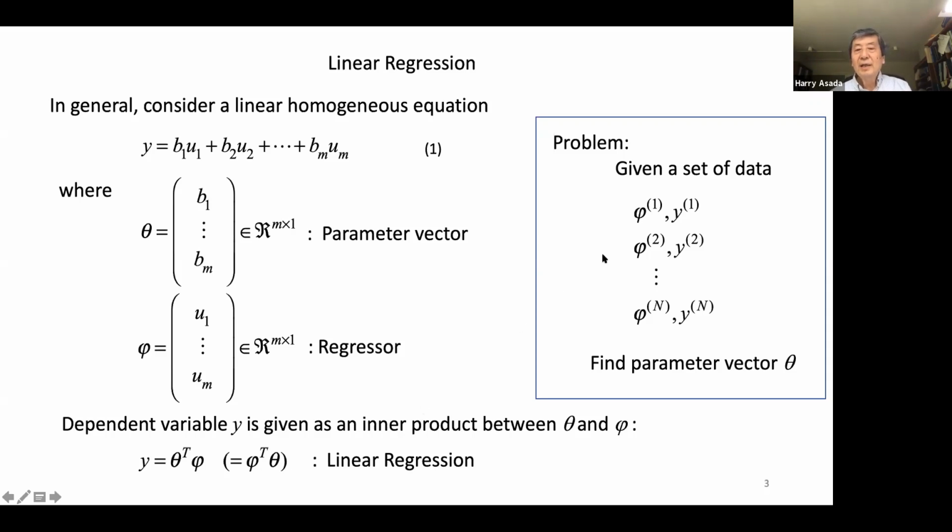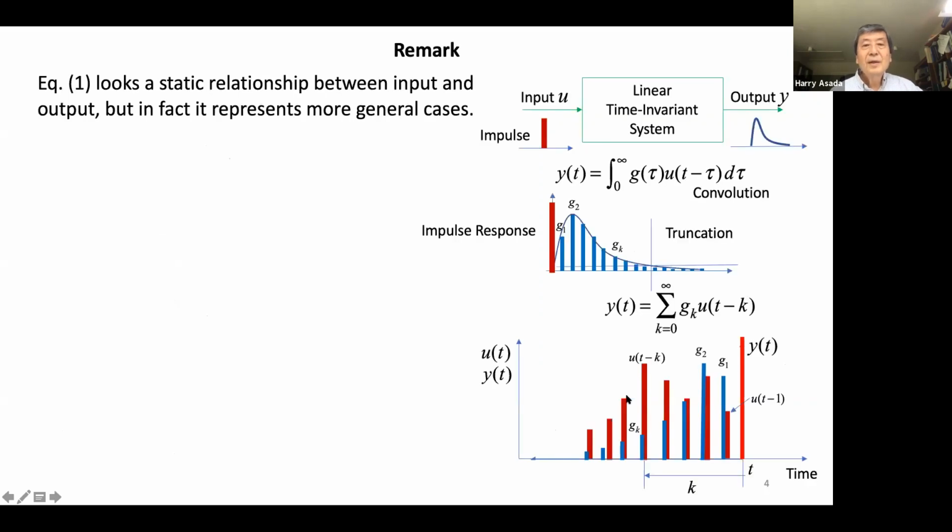And the problem is that first we collect the data, independent variables or regressors, and output observables or dependent variables, Y's. And the data may be numbered from 1 to capital N, and N is a sufficiently large number. And based on this set of data, we like to find the best parameter values of theta. That's the problem that we like to discuss today.